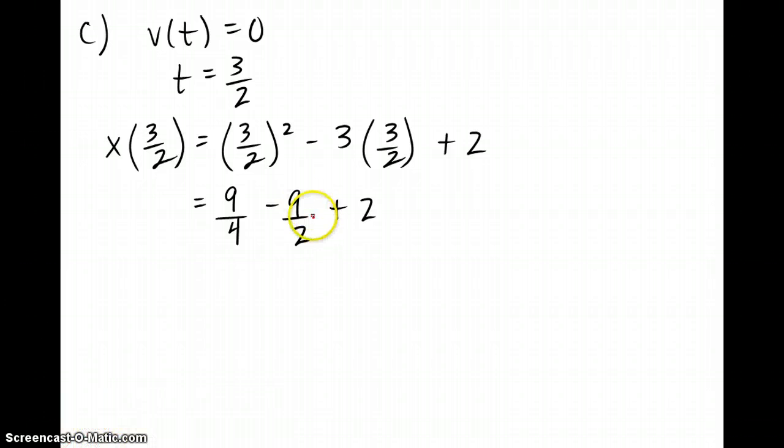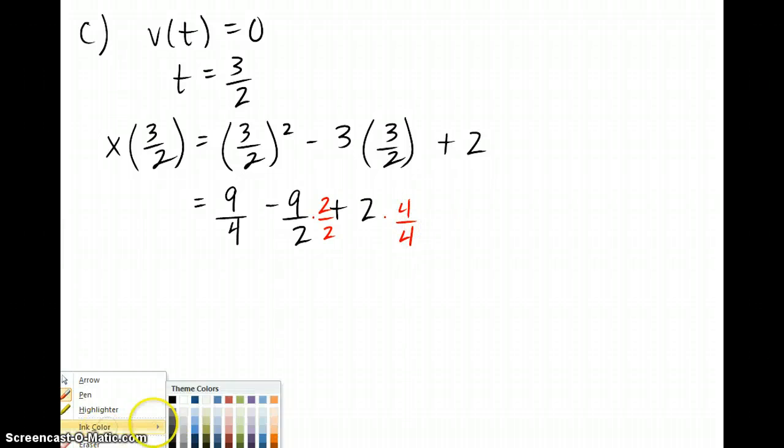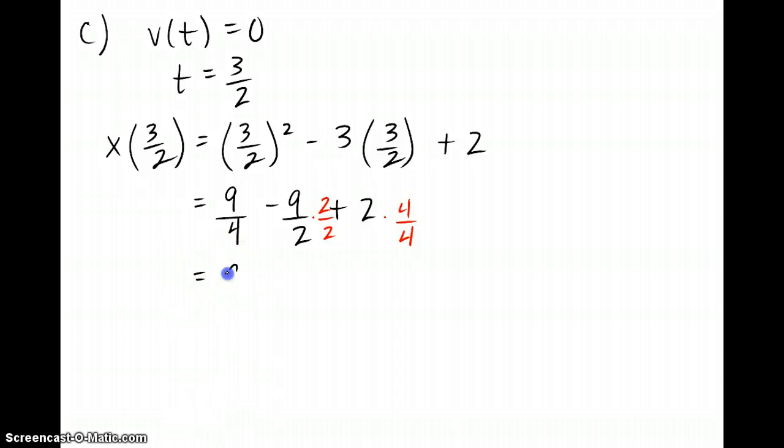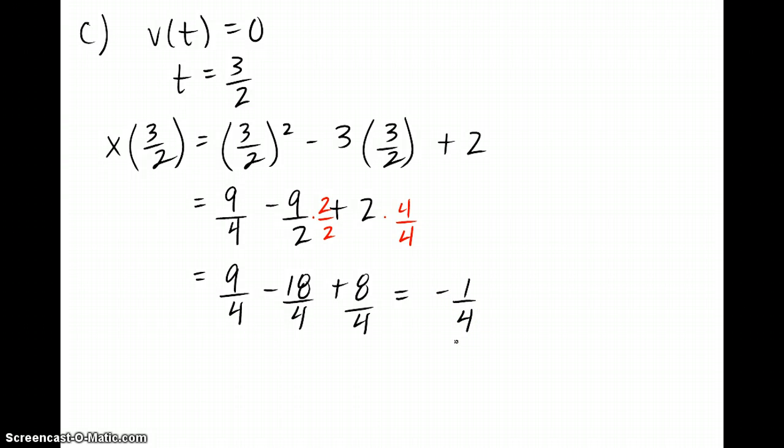So getting a common denominator of 4, 9/4 minus 18/4 plus 8/4. So we get negative 1/4. So what the negative value means is that the particle is 1/4 of a unit to the left of where it started. Now part D asks for the speed.